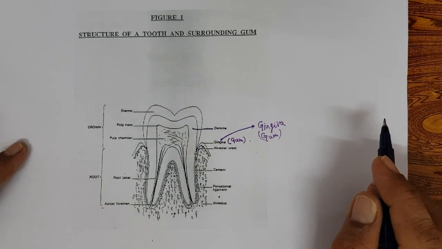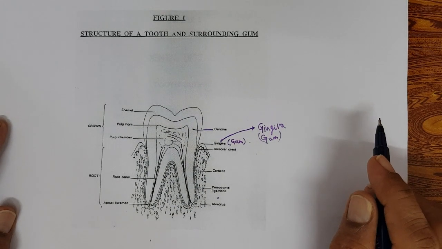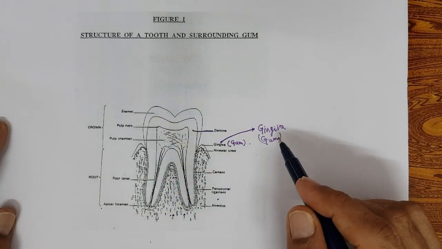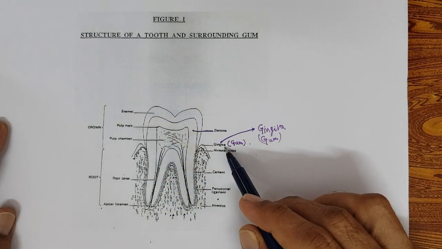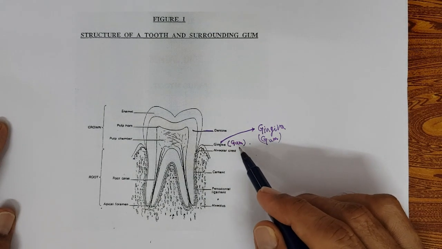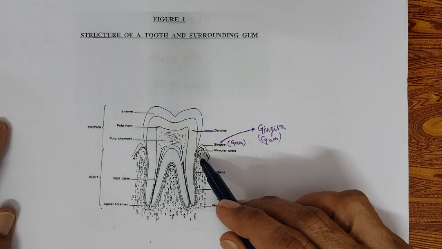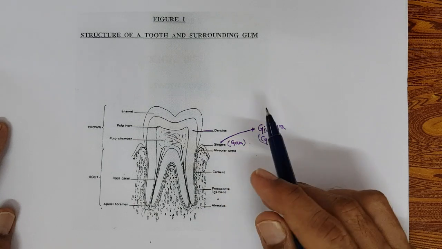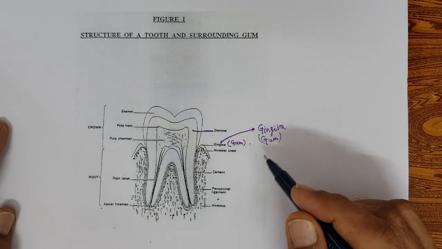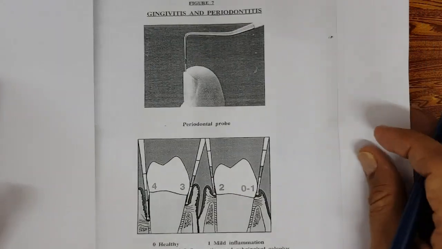So from our personal care point of view, the enamel is very important, and of course gingiva. Gingiva is the gums. That is also very important because any inflammation in the gums may lead to teeth fall and more infections, right? So gingiva is very important.